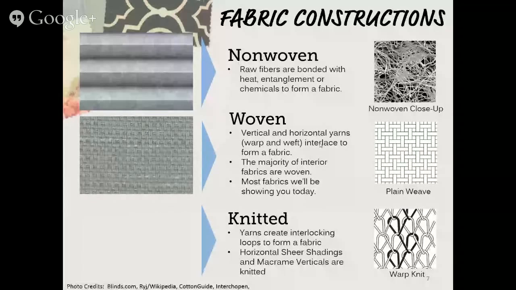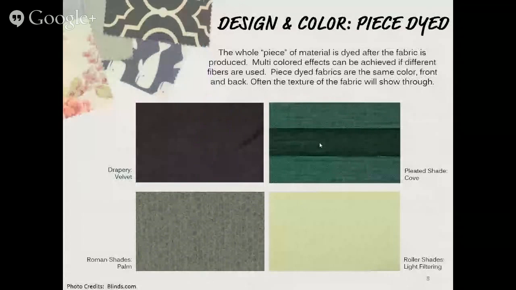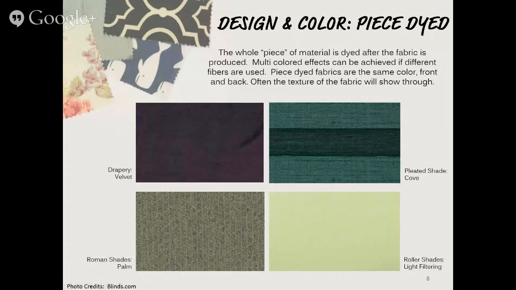Great. Okay, now moving on to design and color application. The most common type of fabric you see is a solid color, and we call that a piece-dyed fabric, and the reason is because the whole piece of material is dyed after the fabric is produced. This is one example of a velvet fabric that we have in our drapery line, and it is piece-dyed.